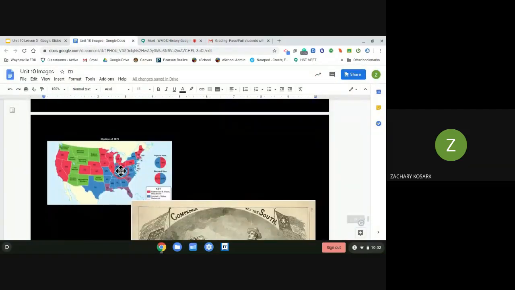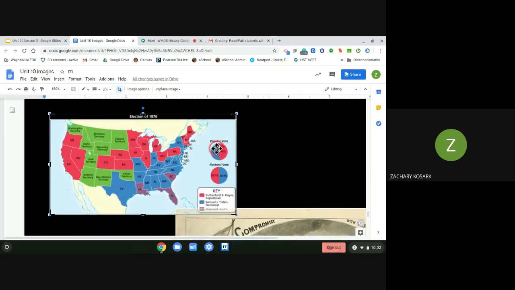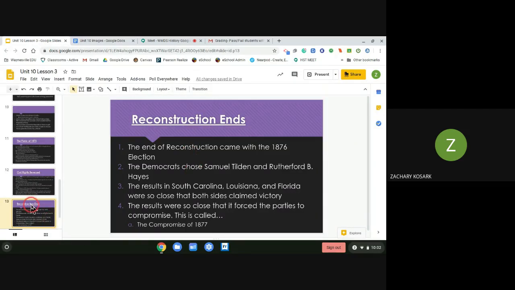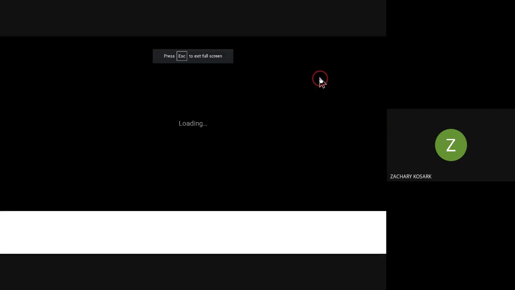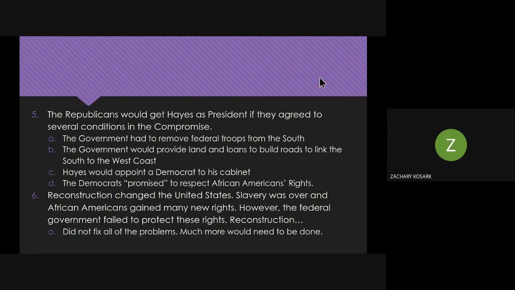So if you look at this map here real quick, you can see in these pie charts that Samuel Tilden has more of the popular vote than Rutherford B. Hayes, but in the Electoral College, it is so close, and that is excluding all of these disputed results. So they come up with a compromise to settle this, and what the Compromise of 1877 says is that Republicans would get the presidency, so Rutherford B. Hayes would become president if they agreed to do a few things.